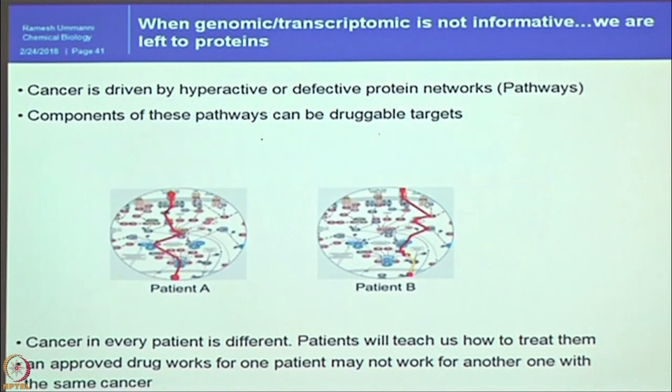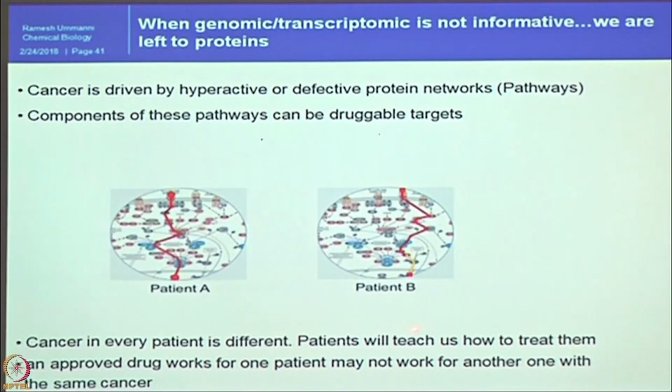When genomic and transcriptome data are not informative, we are only left with proteins. So, when doctors do not have any genomic or molecular diagnostic information, by analyzing the proteins they can take a decision on what kind of drugs can be given to the patient. Cancer in every patient is different. Definitely, patients will teach the doctors what kind of treatment they should receive.